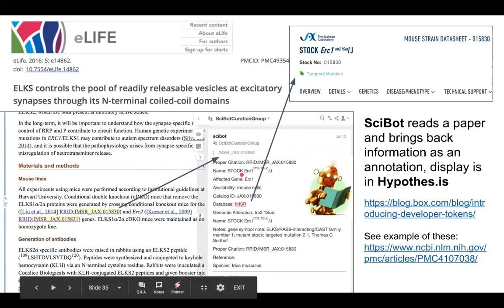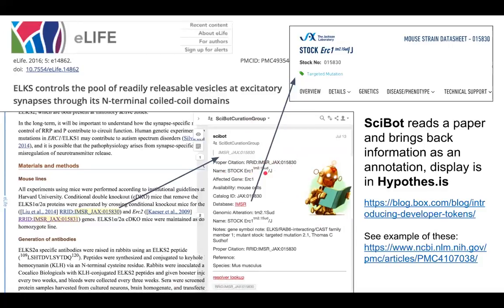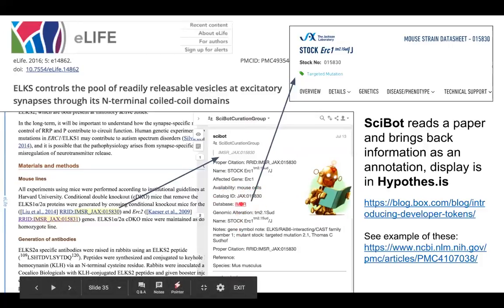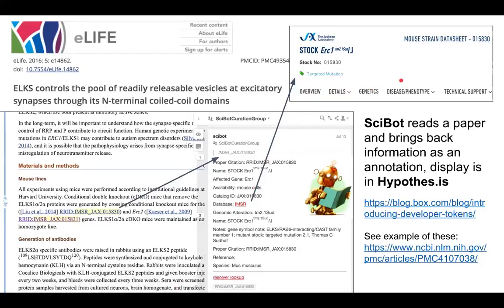The database says, okay, it's stock of this ERC mouse. Its affected gene is ERC1. It is currently available as cells. This is its catalog number. And then if you click on the database, you can actually get back to the strain data sheet, and you can buy the mouse if you wish to.